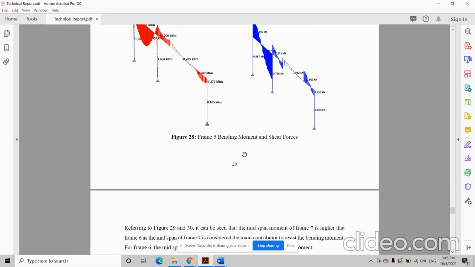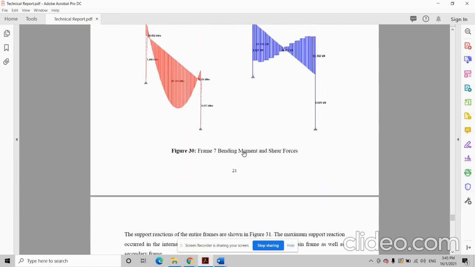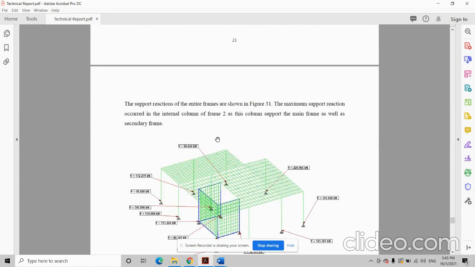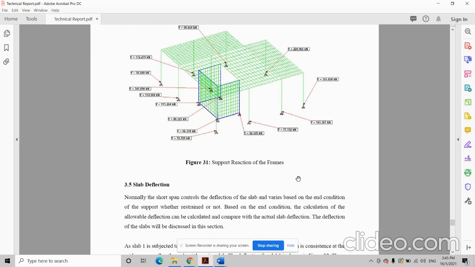So is frame 5. Next is the support reaction of the entire frames as shown in figure 31. The maximum support reactions occurred in the internal columns in frame 2, as the columns support the frame as well as the secondary beam.